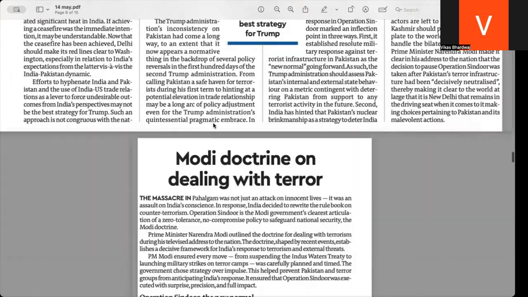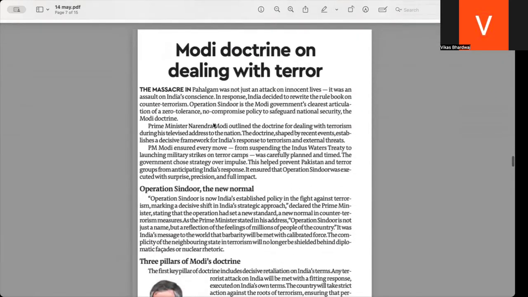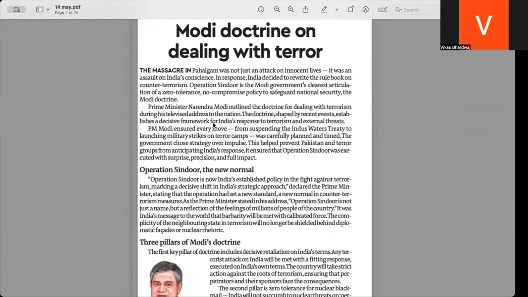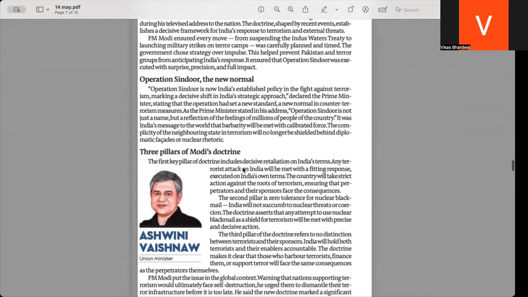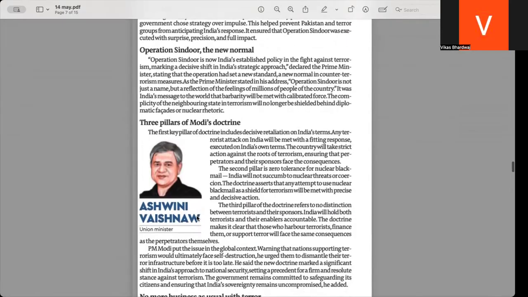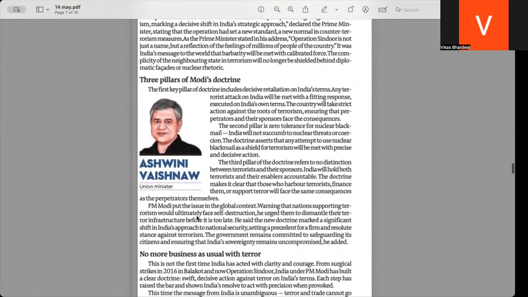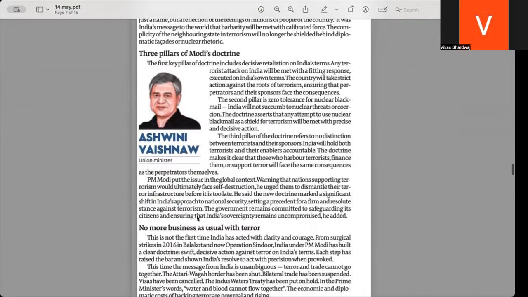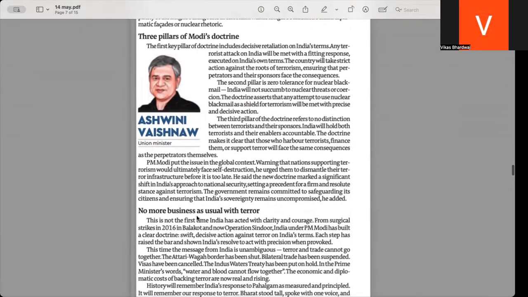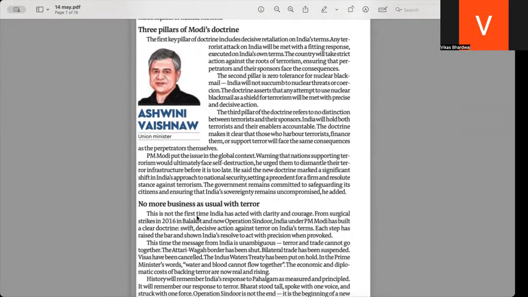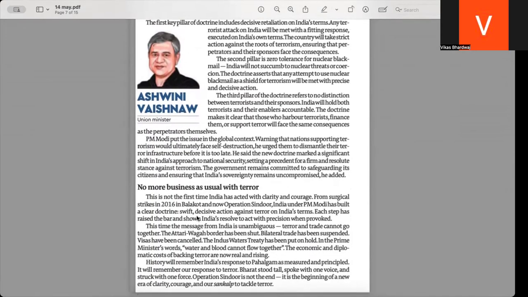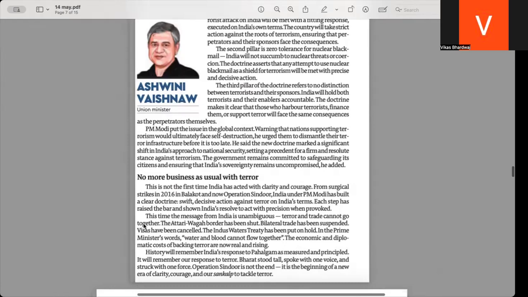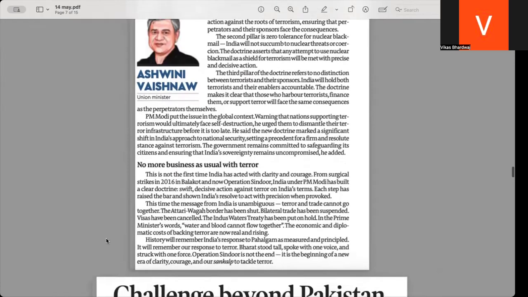Now, in this context, Modi ji's doctrine, Operation Sindoor, we know that it is the new normal. It is a strategic approach, it is a bold approach, and it is the feeling of the people. Three pillars, you can say: India's army can attack and will attack the terror masters and also those who are supporting them. Second, zero tolerance for nuclear blackmail. India will not succumb to nuclear threats or coercion. And thirdly, the doctrine refers to no distinction between terrorist and sponsor, as I just told you. So no more business as usual with terror. This is very, very clear. And India, for the last decade, has been practicing it.